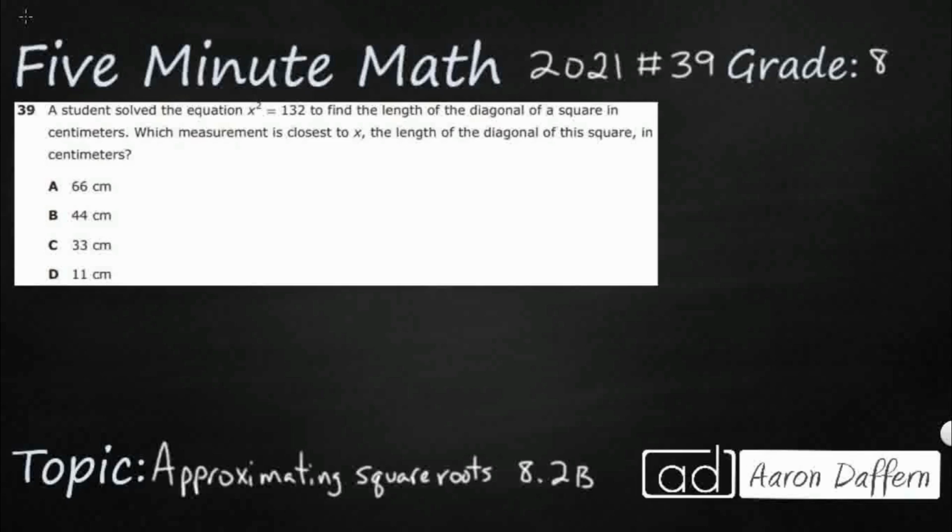Today we are looking at the 8th grade concept of approximating square roots. This is standard 8.2b in the great state of Texas, and we are using item number 39 of the 2021 released STAAR test. If you have not done so already, please take a moment to pause the video, work this problem out on your own, unpause it, and we will look at our answers together.